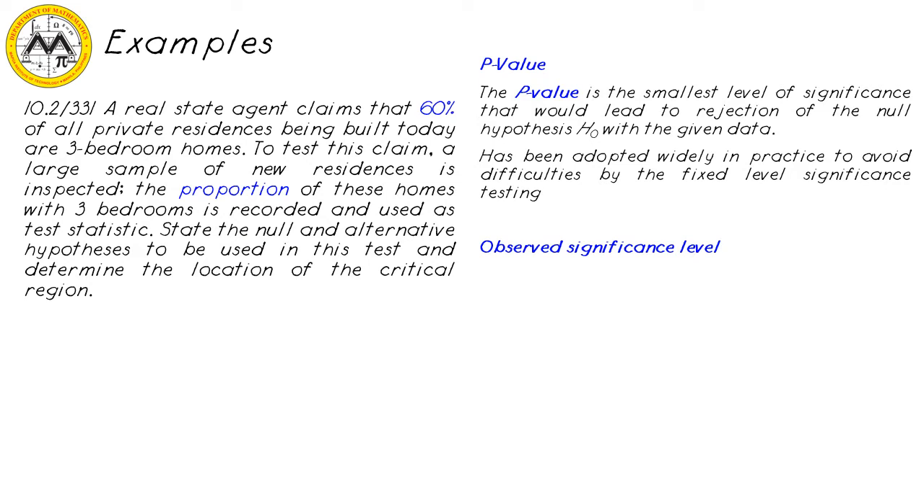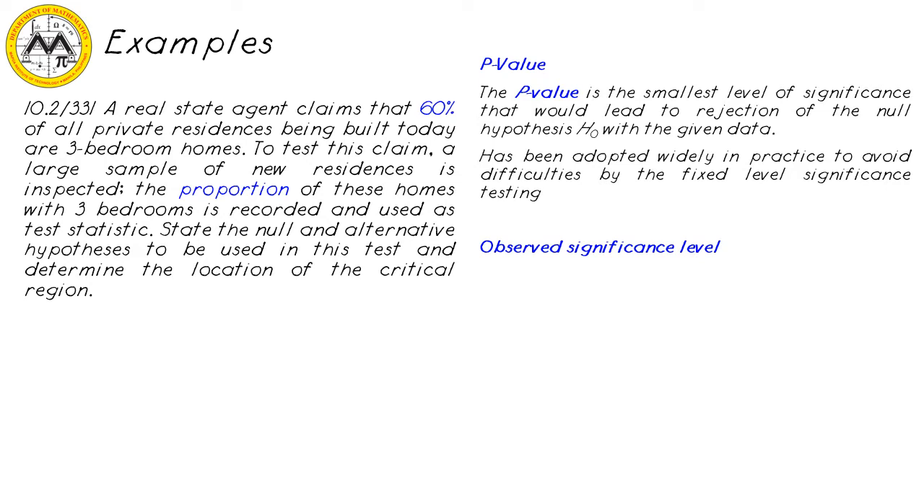Let's have this example. A real estate agent claims that 60% of all private residences being built today are three-bedroom homes. To test this claim, a large sample of new residences is inspected. The proportion of these homes with three bedrooms is recorded and used as the test statistic. State the null and alternative hypothesis to be used in this study and determine the location of the critical region.